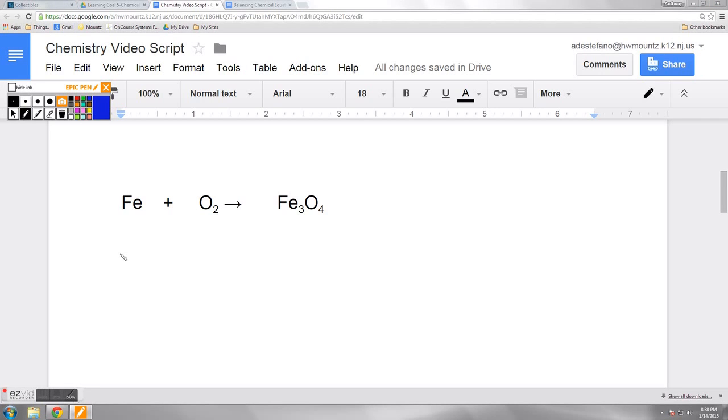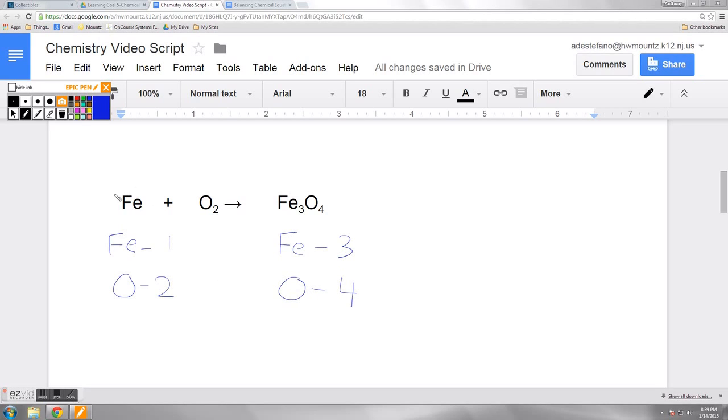In balancing this next equation, we will use a very similar strategy. So we are going to again identify the different types of elements found in the reactants and products. In this case we have iron, Fe, and oxygen, which is O. Now we have to count up the total number of atoms in the reactants and the products. So we have 1 Fe and 2 O in the reactants and 3 Fe and 4 O in the products.